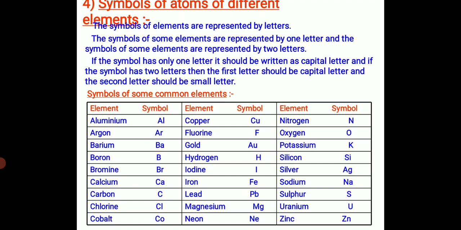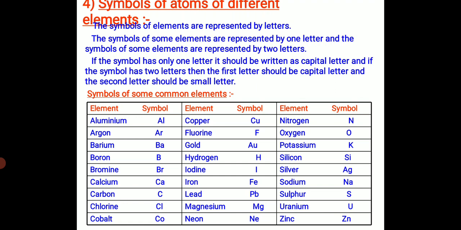The symbols of some elements are represented by one letter and the symbols of some elements are represented by two letters. Okay, there are different types of circumstances. If the symbol has only one letter, it should be written as a capital letter, and if the symbol has two letters, then the first letter should be a capital letter and the second letter should be a small letter.